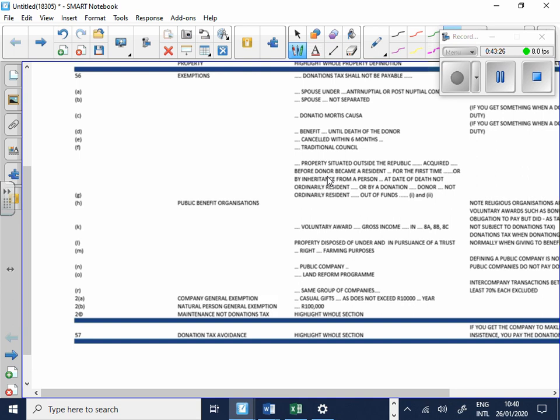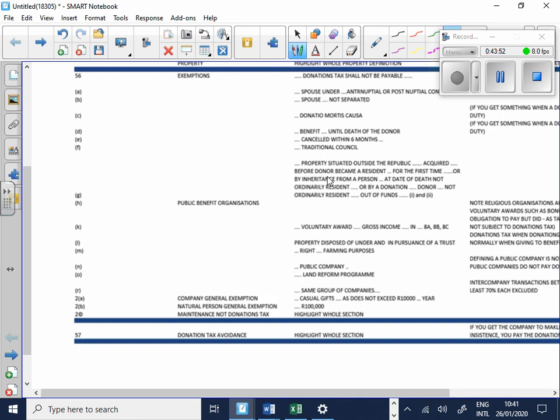I've got you to underline donations tax shall not be payable. Happy? And your tag says exemptions. And look what I've got. Spouse under an antenuptial contract. Donation mortis causa. Benefits until death of the taxpayer cancelled within 6 months. Traditional counsel. There's all of the stuff worth outside the Republic, voluntary awards, property. Do you need to learn all of the exemptions off by heart?